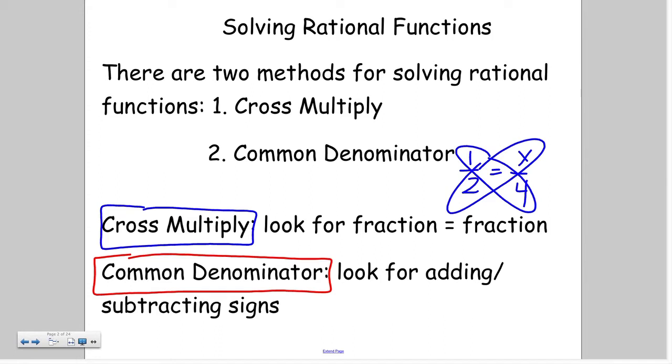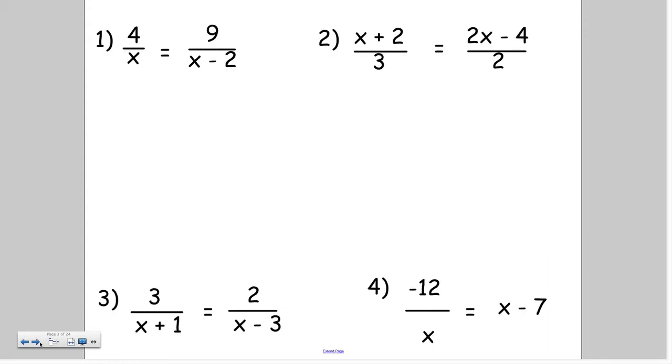So you might have a bunch of fractions and they're being added or subtracted. Still works just if we had a normal little fraction without all the variables in it. We would still have to find those common denominators before we could add it. So, for number one, we've got fraction equals fraction. So that means we're going to cross multiply.